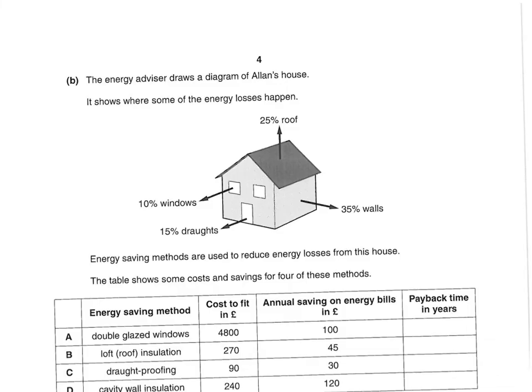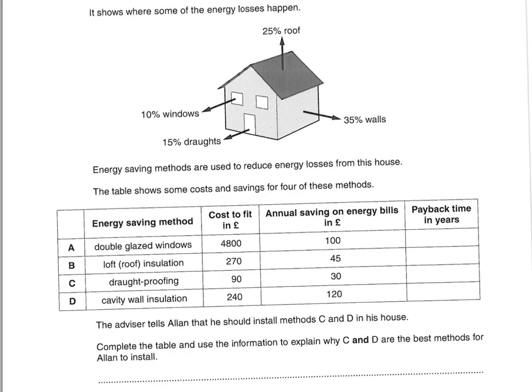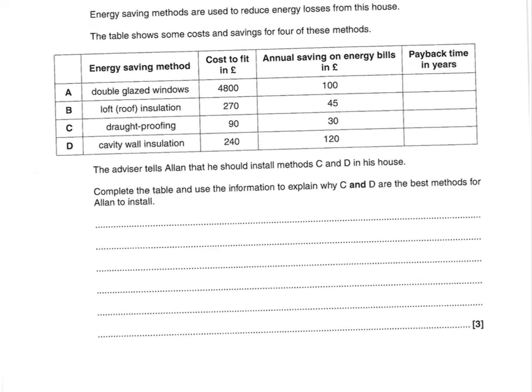The energy advisor draws a diagram of Alan's house. It shows where some of the energy losses happen. Energy saving methods are used to reduce energy losses from his house. The table shows some costs and savings for 4 of these methods. The advisor tells Alan that he should install methods C and D in his house. Complete the table and use the information to explain why C and D are the best methods for Alan to install. So let's first complete the table.